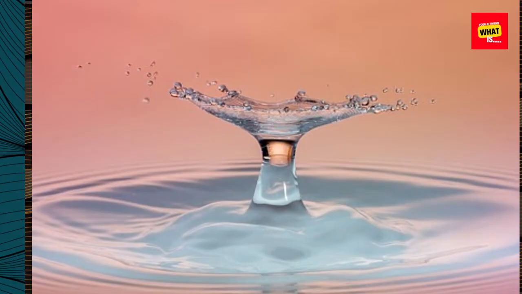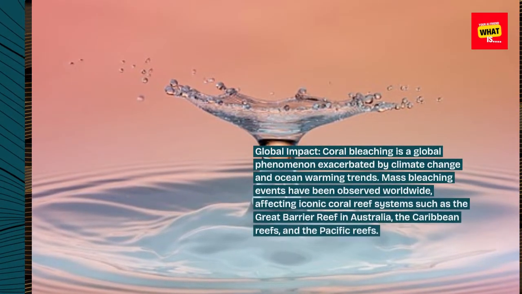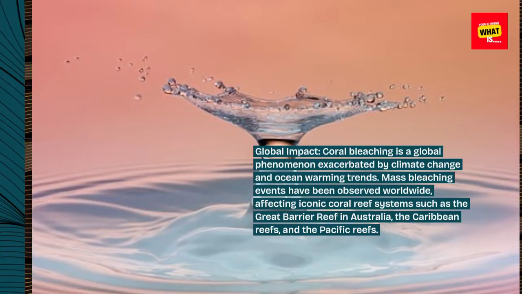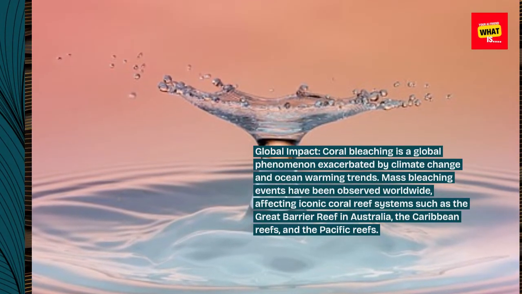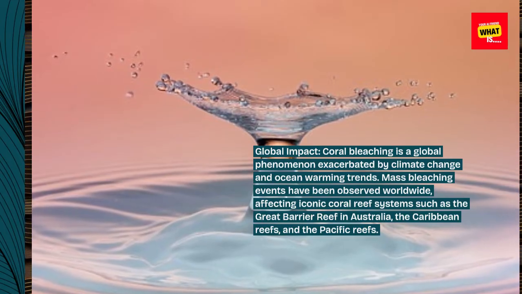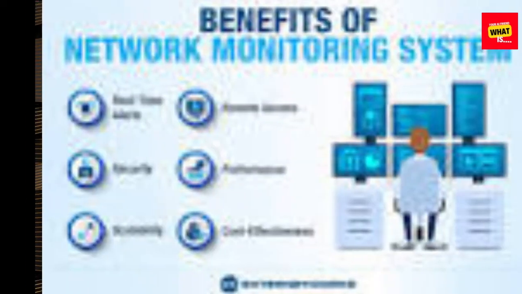Global impact. Coral bleaching is a global phenomenon exacerbated by climate change and ocean warming trends. Mass bleaching events have been observed worldwide, affecting iconic coral reef systems such as the Great Barrier Reef in Australia, the Caribbean reefs, and the Pacific reefs.